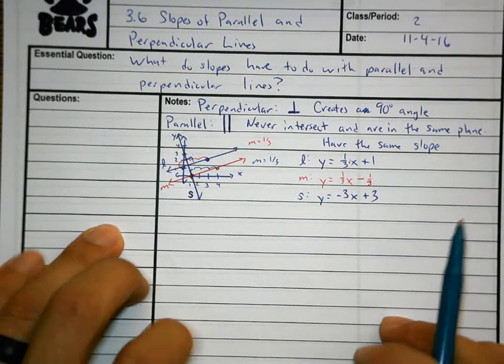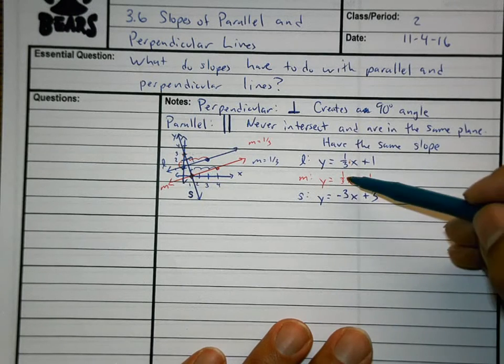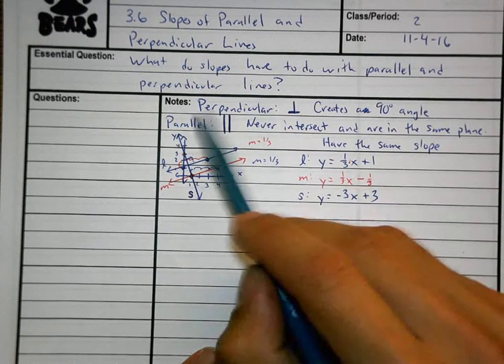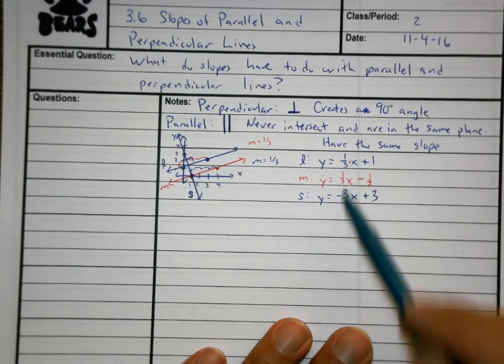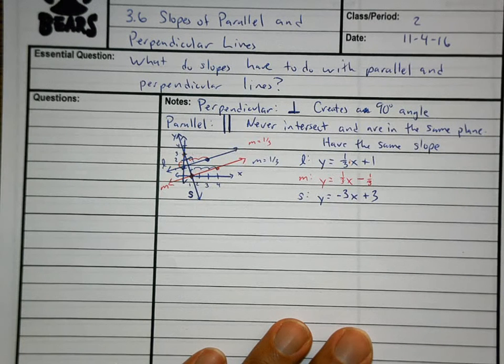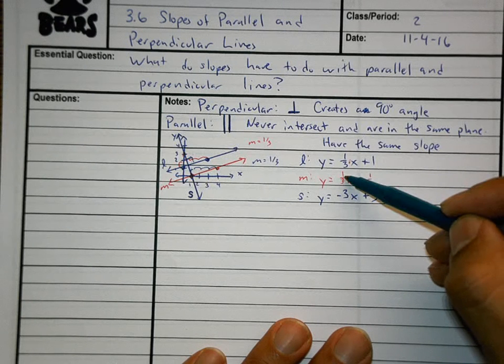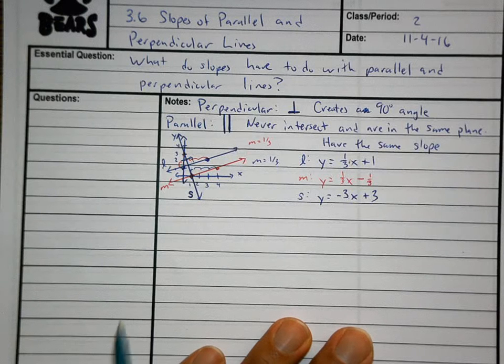You'll learn that in Math 2. What do I notice about the slopes? What do slopes have to do with perpendicular lines? Do you see the relationship? What's different between this slope and this slope? Blake. It's flipped and the other one is negative. It is flipped, and one of them's negative and the other one's positive.